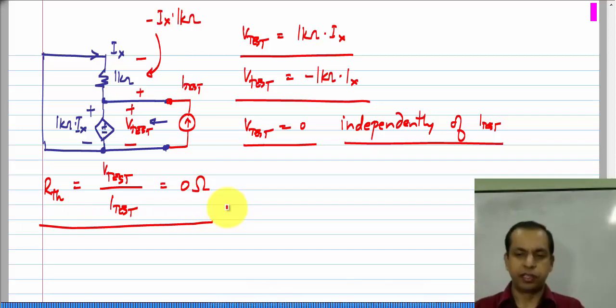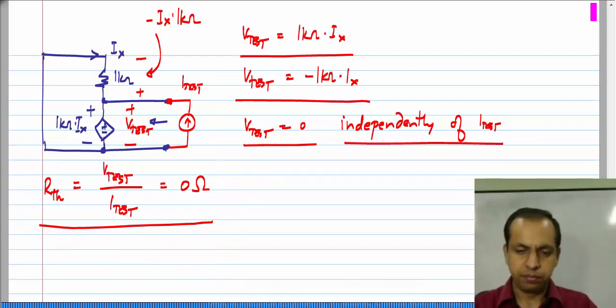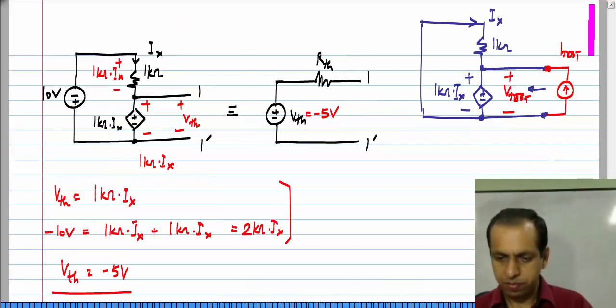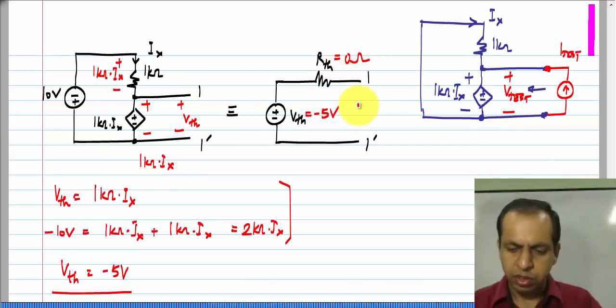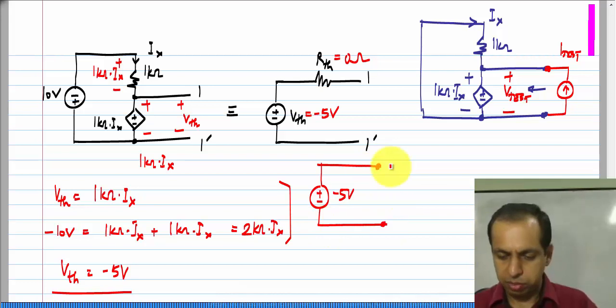So, again this is a little weird case, but because the output is across the current controlled voltage source, you expect that you see a 0 ohm resistance. Okay. So, we have R t h to be 0 ohms. Okay. So, this is 0 ohm and the circuit in fact acts like an ideal minus 5 volt voltage source between 1 and 1 prime. Okay.